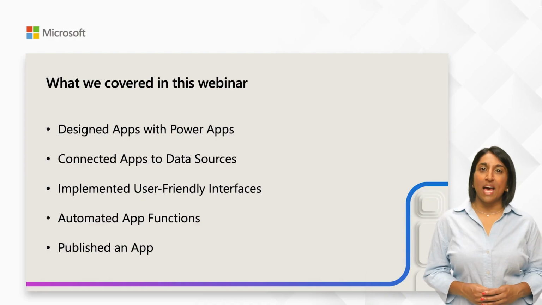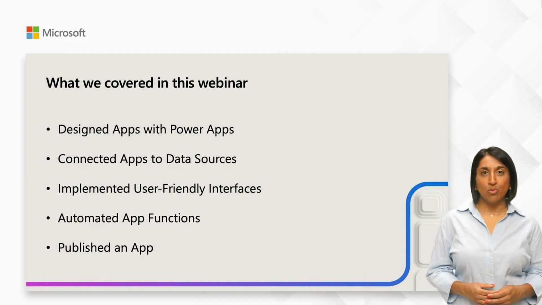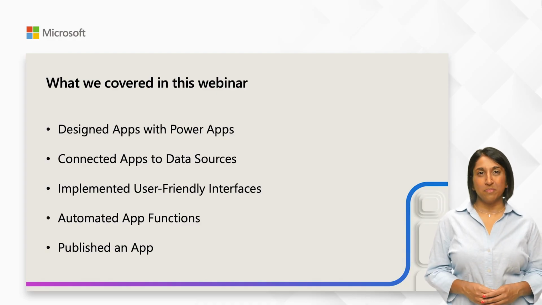Finally, we covered how to add automation using Power Automate and the steps to publish your apps to shared workspaces in SharePoint and Microsoft Teams.